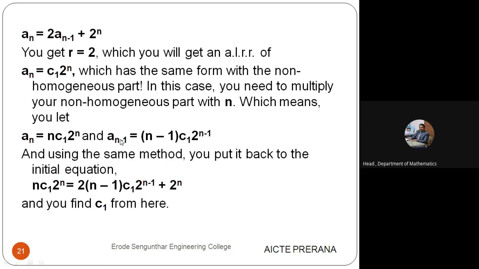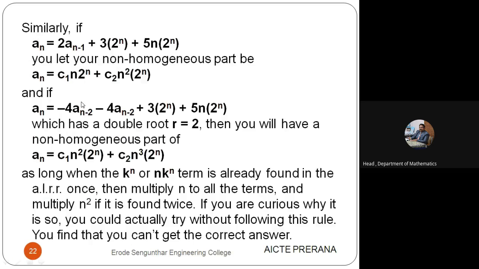The same way, an minus 1 equal to n minus 1 into C1 into 2 power n minus 1. And using the same method, we find the solution: n C1 into 2 power n equal to 2 into n minus 1 into C1 into 2 power n minus 1 plus 2 power n. Now we substitute the value of an and an minus 1 in the given recurrence relation. When simplifying this, we get an equal to C1 into n into 2 power n plus C2 into n square into 2 power n.